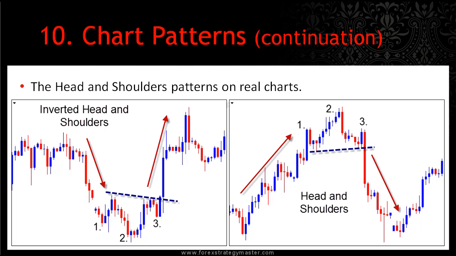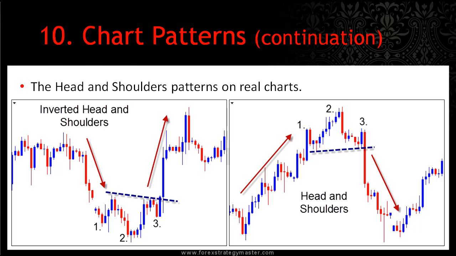The head and shoulders pattern on real charts. Number one on the chart on the left. Number one is the left shoulder. Number two is the head. Number three is the right shoulder. This is called the inverted head and shoulders because it's upside down. One, left shoulder. Two is the head. Three is the right shoulder. This is when number three makes a higher low than the head. We have the beginnings of a trend reversal. Price breaks above this level of resistance and the trend changes direction.